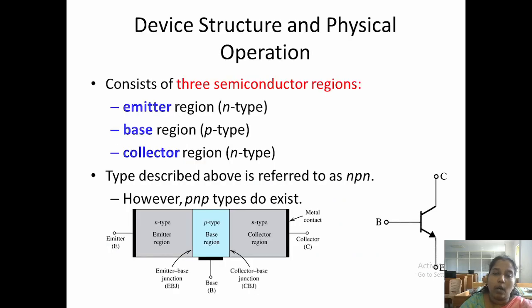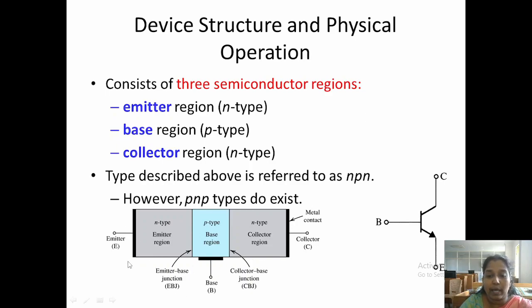Now let's see the device structure and physical operation. It consists of three semiconductor regions: the emitter region, which is N type, the base region, P type, and the collector region, again N type. Combined together we call it NPN. However, PNP also exists. So we can have an NPN sandwich, or we can sandwich PNP together.